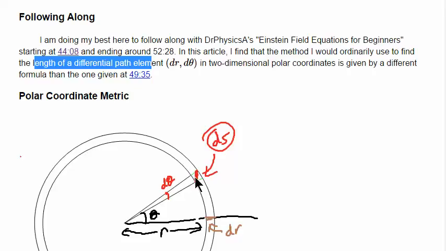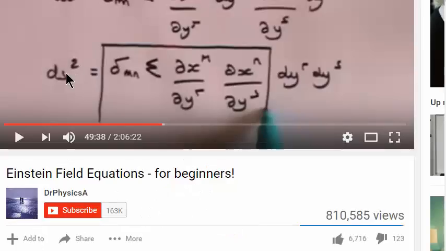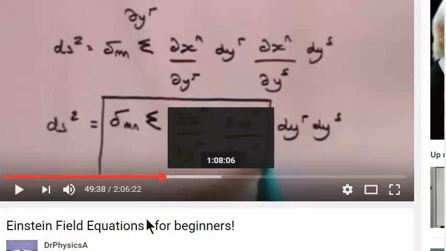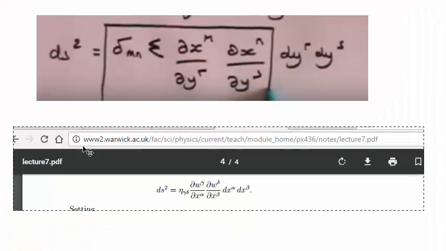Dr d theta in two-dimensional polar coordinates is given by a different formula than the one given at 4935. Let me see the one. Okay, this is the equation that it gives at 4935. And this is not the only place I see this equation written. I find it also in Lecture 7 of Warwick Physics.